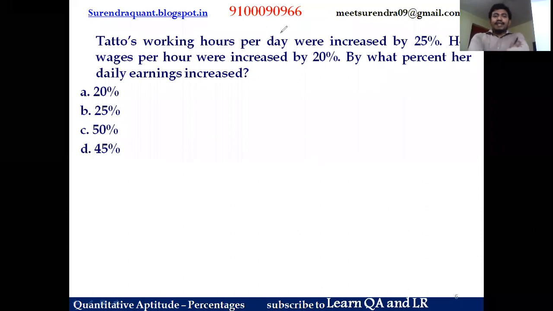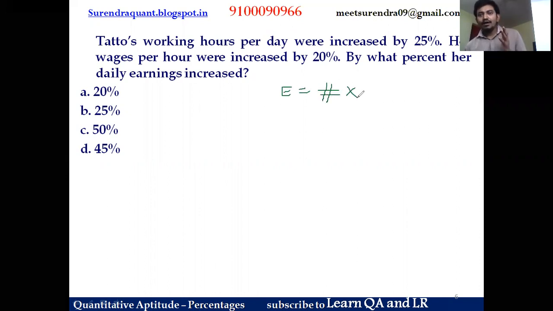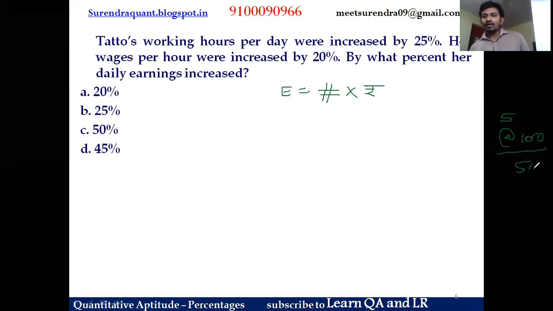Let's see. Chatu's working hours per day increase by 25%. Her wages per hour increase by 20%. By what percent do her daily earnings increase? First of all, I told you, generalize the situation, try to get the relation. Earnings are equal to how many hours she worked and how much money they paid per hour. If I say I am working for 5 hours and they will pay 100 rupees per hour, what is the total earnings? 500, right? Number of hours into the amount per hour.